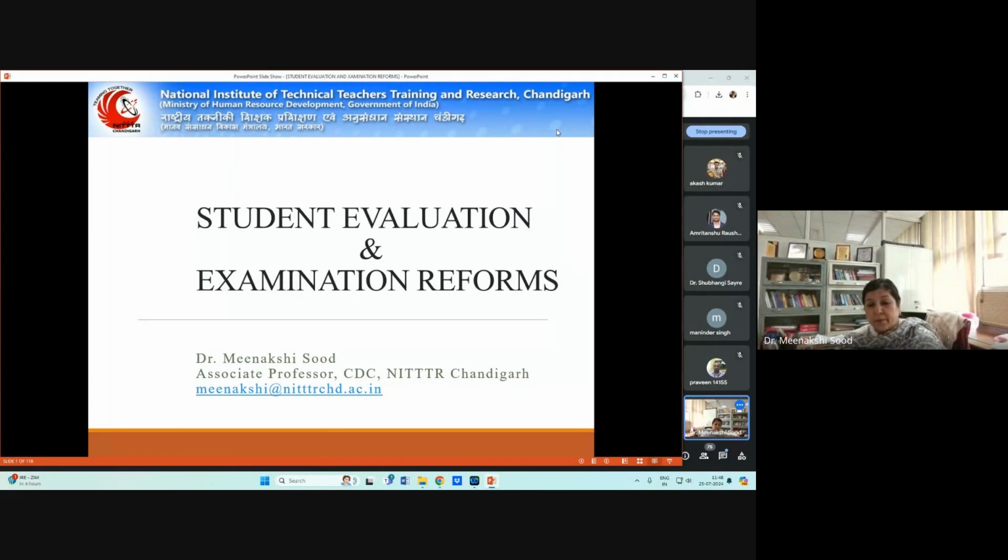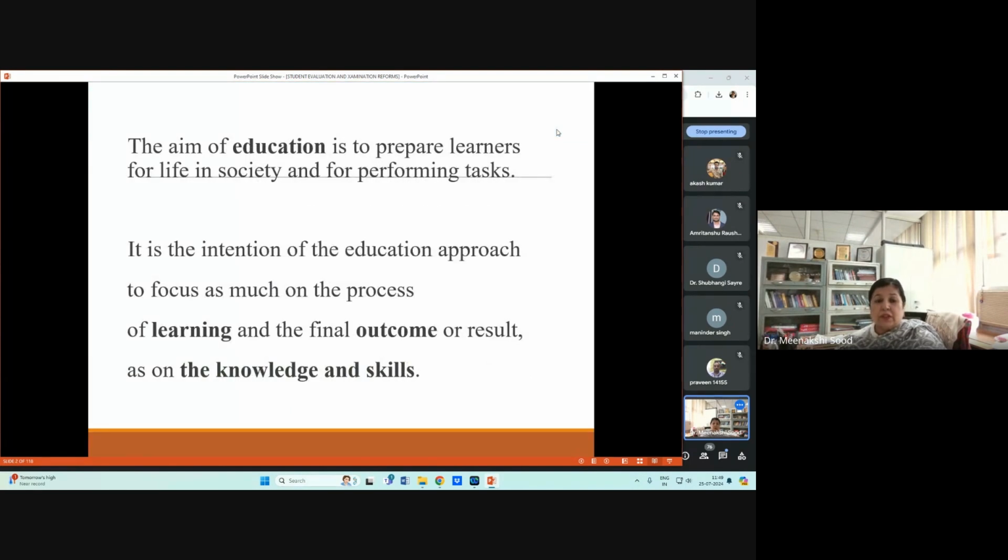So, the main challenge which our education system faces right now is student evaluation. When we talk about the main aim of any education system, we always talk about three aspects: what to teach, how to teach, and how to evaluate. The entire ecosystem of education moves around these three parameters.